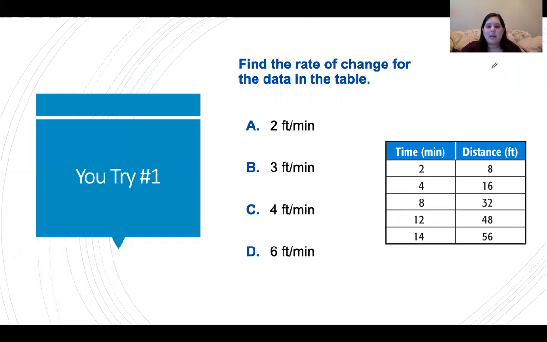All right, so let's take a look at this. We're going to pick 2 points and find the rate of change. I'm going to use the first 2 points. So I'm going to do 16 minus 8 over 4 minus 2. When we do that, we get 8 over 2, which equals 4. So my rate of change is 4 feet per minute.